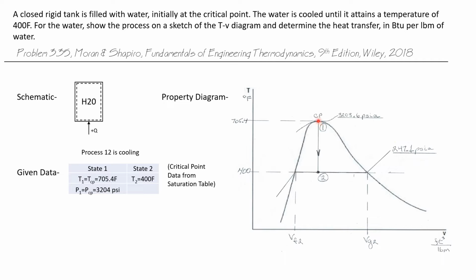Now, if we start at state 1, the critical point, and cool it at constant volume, I mean, the tank is rigid, so it has a constant volume, and it's a closed system, so there's constant mass, so it's constant specific volume. So that means we're going to drop straight down on a vertical line from the critical point down to 400 degrees Fahrenheit. Right? Clearly, state 2 is going to be a saturated mixture.